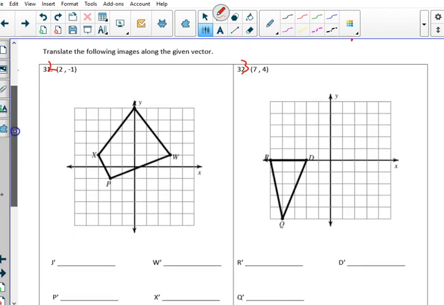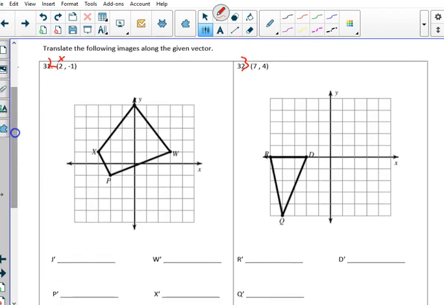Translate the following images. So basically, this is x, this is y. We're going to go left 2 and down 1. So each point, we're just going to go left 2, down 1. Left 2, down 1. There's W prime. There's J prime. Here's X prime, and here's P prime.